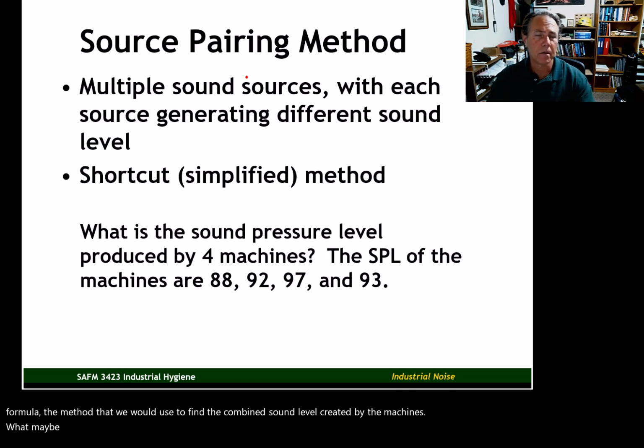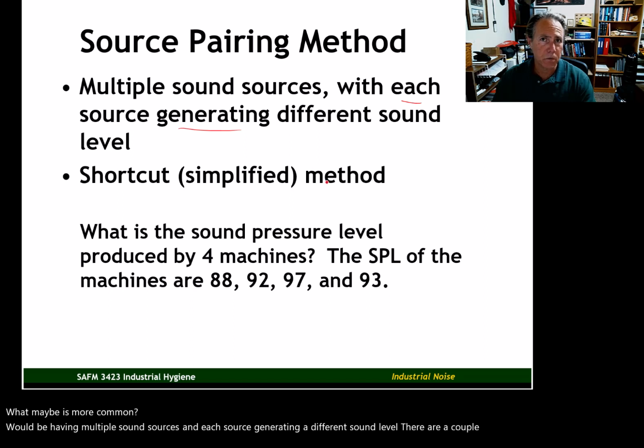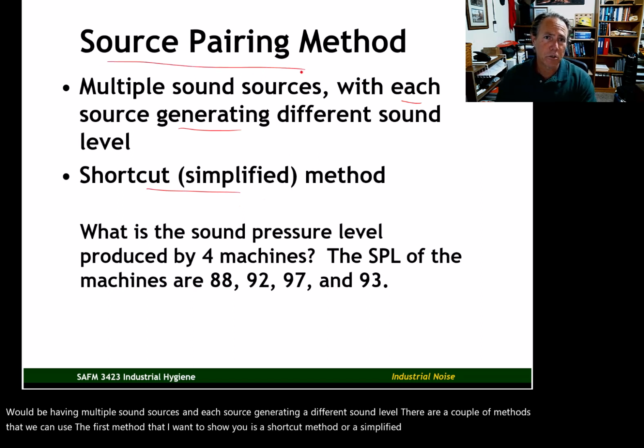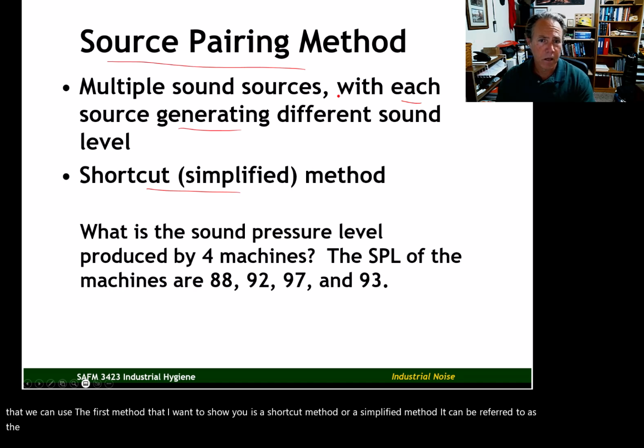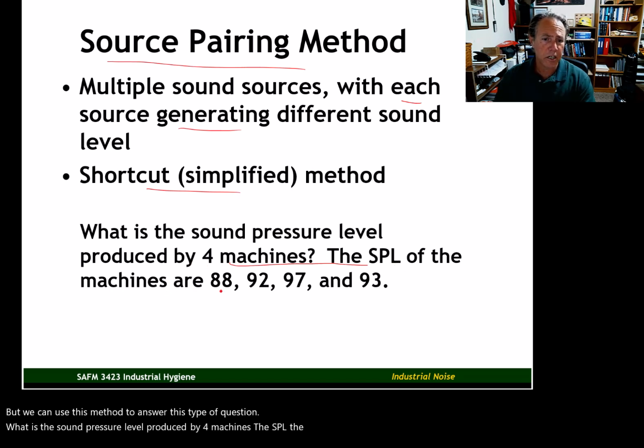What is maybe more common would be having multiple sound sources and each source generating a different sound level. There are a couple of methods that we can use. The first method that I want to show you is a shortcut method or a simplified method. It can be referred to as the source pairing method. But we can use this method to answer this type of question. What is the sound pressure level produced by 4 machines? The SPL, the sound pressure level of the machines, are 88, 92, 97, and 93.